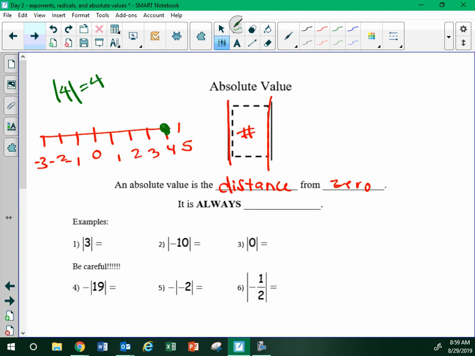But let's say we did the absolute value of negative 2. Good, it is 2 away from 0. 2 away from 0, not 0 away from 0. So it's talking just about the distance. We can't have negative distances, right? I can't walk negative 5 miles. So it is always going to be positive.